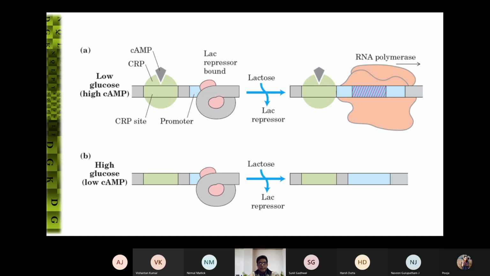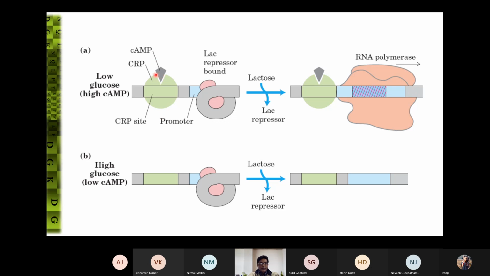Well, there is a CRP binding site near the promoter region, with the cyclic AMP bound to it. So when there is excess of cyclic AMP, then there is a modification that takes place in this.